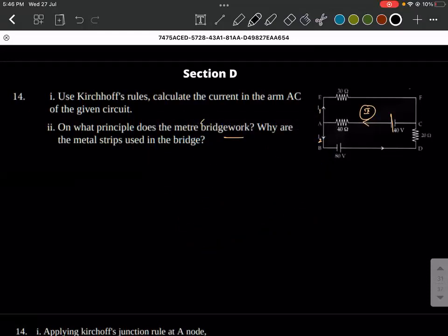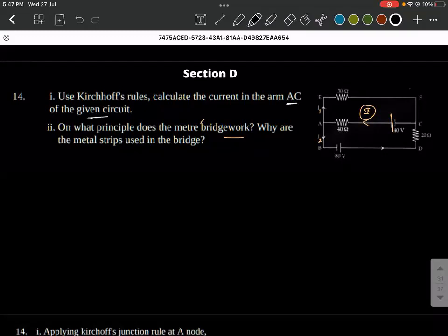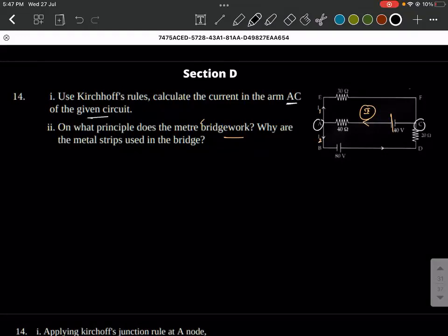Okay, use Kirchhoff's rules and calculate the current in the arm AC of the given circuit. Where is arm AC? This is AC. On what principle does the meter bridge work? Why are the metal strips used in the bridge?